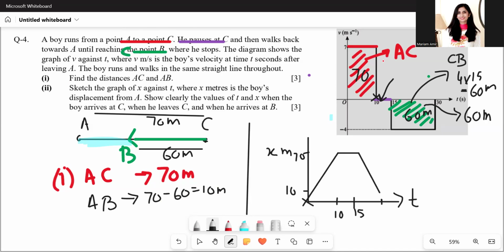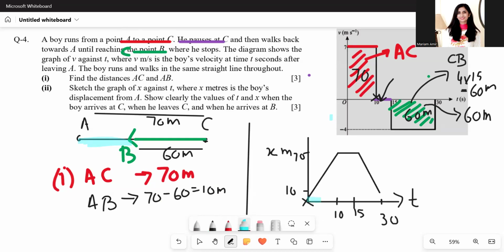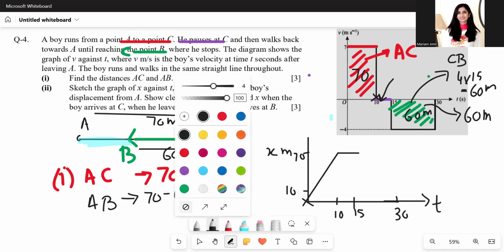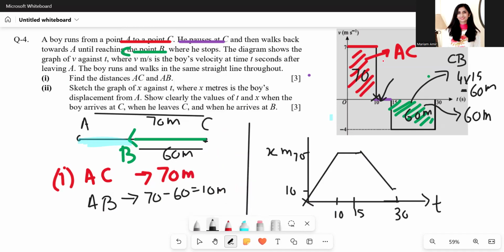And this should be 30. I don't like the scale that much. If this is 15, 30 should be somewhere over here. So I'm going to fix that. And then we would be done. 15 is here, 30 should be double here. And this should be t. And this should be it. It stops at 10. This is the displacement time graph.